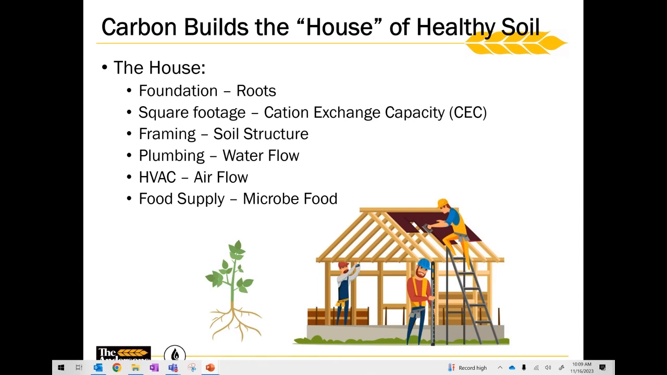Carbon builds the house for healthy soil. We like to use this analogy where our foundation is really that root system, and how do we improve the movement of nutrients into that root system. The square footage is the idea of holding capacity, which is our cation exchange capacity, or our CEC. And then you think about the framing, the plumbing, the HVAC systems.